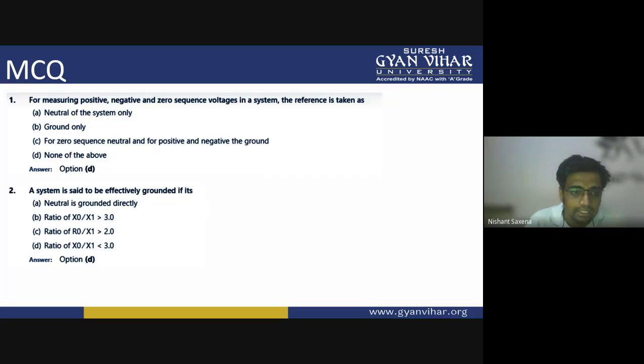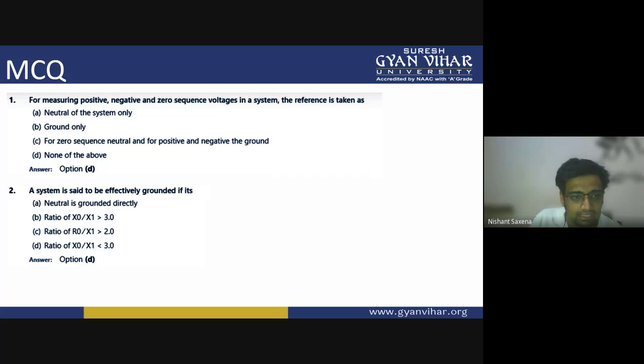The correct answer is none of the above. The reference cannot be taken only as the neutral of the system. It cannot be taken as the ground of the system. For zero sequence and positive, negative, the ground cannot be like this. And for measuring the positive, negative, zero sequence voltages in the system, the reference is taken based on the node selection, that is, which node has been selected.